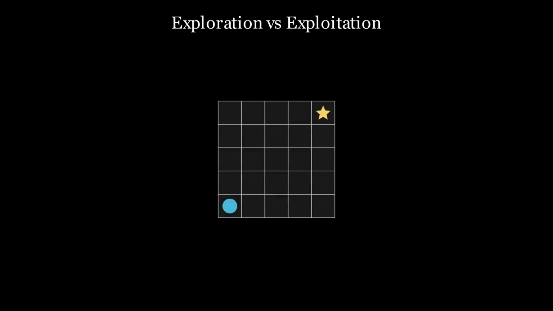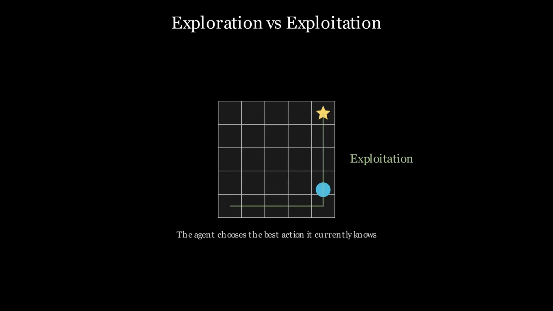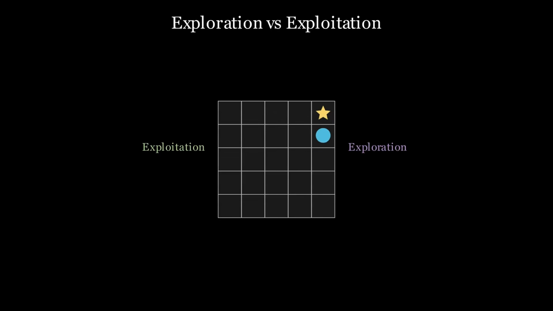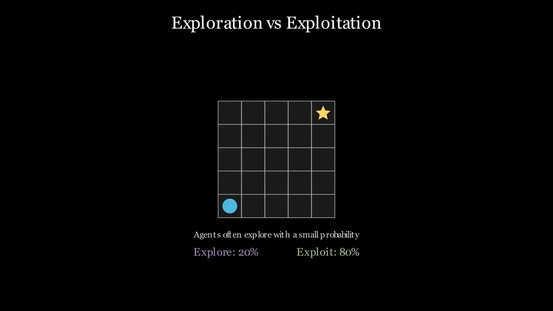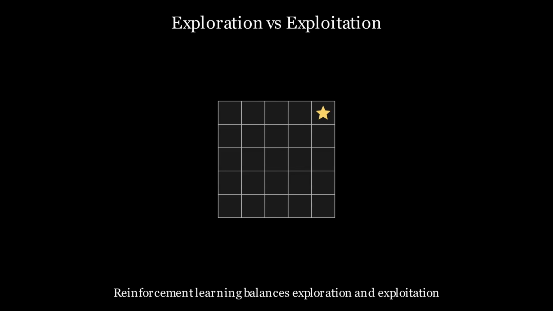There's a fundamental tension in reinforcement learning. The agent knows a path that works. Following it is exploitation. But there might be a better path it hasn't tried yet. So sometimes the agent needs to explore, try random actions, wander into unknown territory. Sometimes exploration discovers better strategies. The key is balance. Mostly exploit what you know, but occasionally explore something new. Reinforcement learning balances exploration and exploitation.